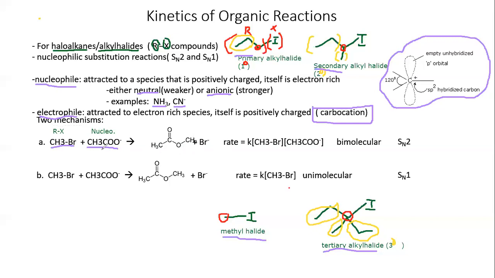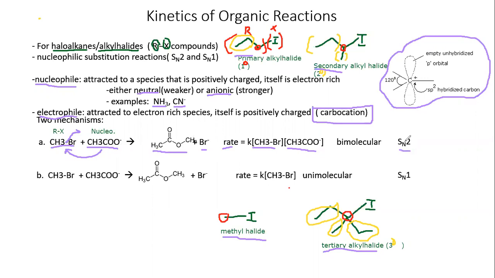So in summary, the acetate is attracted to the positive charge of the electrophile, and then the bromine leaves. And so we get this compound and bromide. And the rate for this reaction, or this mechanism, I should say, is bimolecular, because there's two molecules in this reaction mechanism. And since it's bimolecular, we say it's an SN2 reaction.